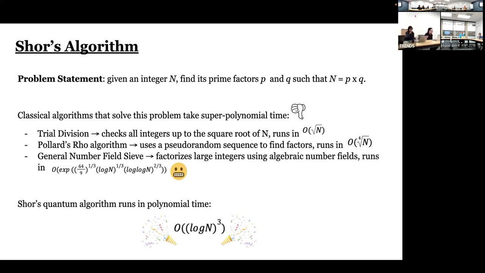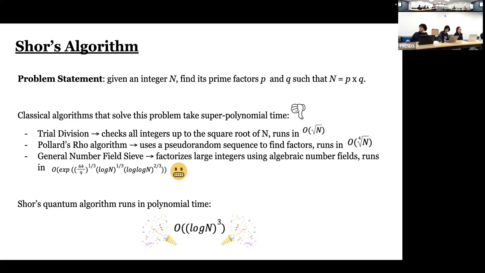So Shor's algorithm, this is the problem statement. Given an integer n, find its prime factors p and q such that n is equal to p times q. Classical algorithms that solve this problem usually take super polynomial time. For example, the trial division algorithm, which checks all integers up to the square root of n; Pollard's rho algorithm, which uses a pseudo-random sequence to find factors; and the general number field sieve, which factorizes large integers using algebraic number fields, take too much time. Shor's quantum algorithm runs in polynomial time.